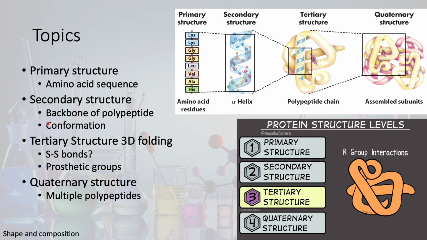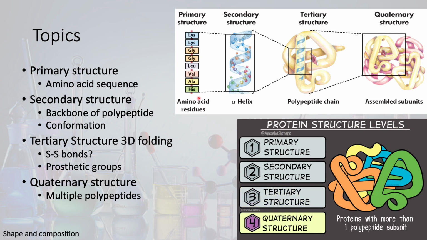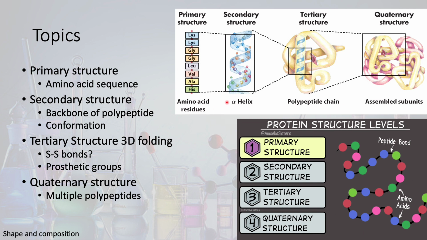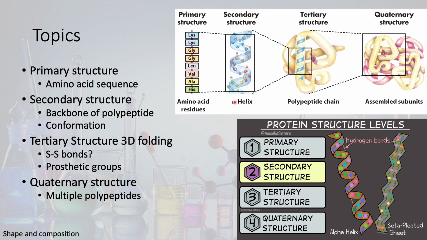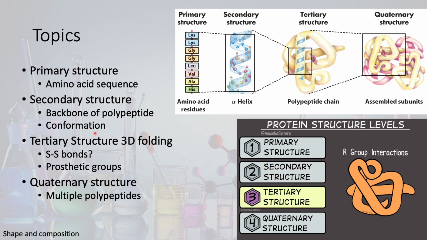They are a result of conformational changes of that linear sequence, right? More than likely you've heard of these before. An example would be the alpha helix or beta sheets. We'll talk a little bit more about those on the next slides.